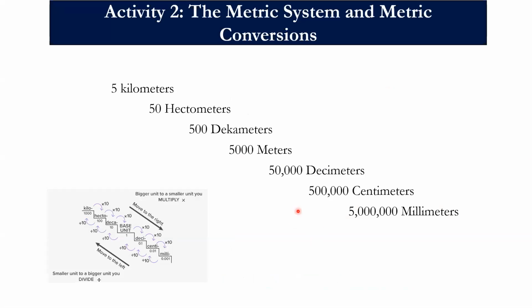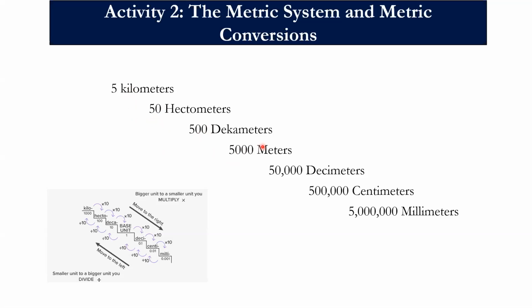Okay. So here I give an example. Say we start off with 5,000 meters. What is 5,000 meters in kilometers? So you have to divide 5,000 by 1,000. So divide by 10, divide by 10, divide by 10. So 5,000 meters is equal to 5 kilometers.